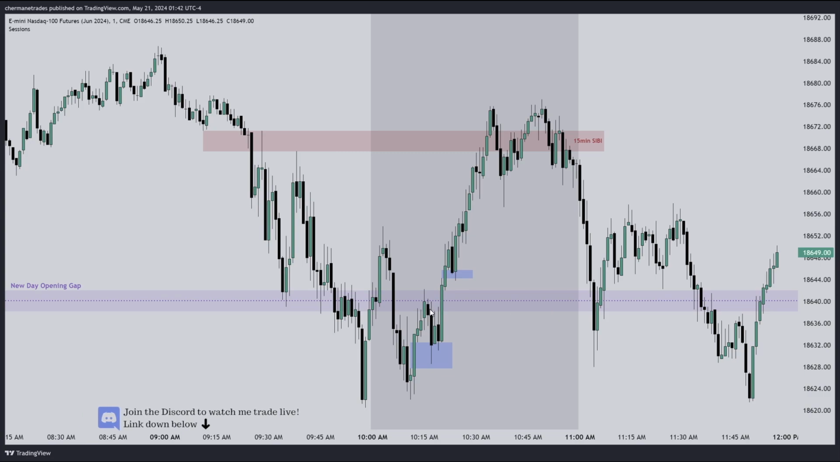Nobody else has this on their chart. They don't pay attention to it. Gotta have it, okay? It's important. Rally up, trading into a 15-minute fair value gap, and then we reverse.